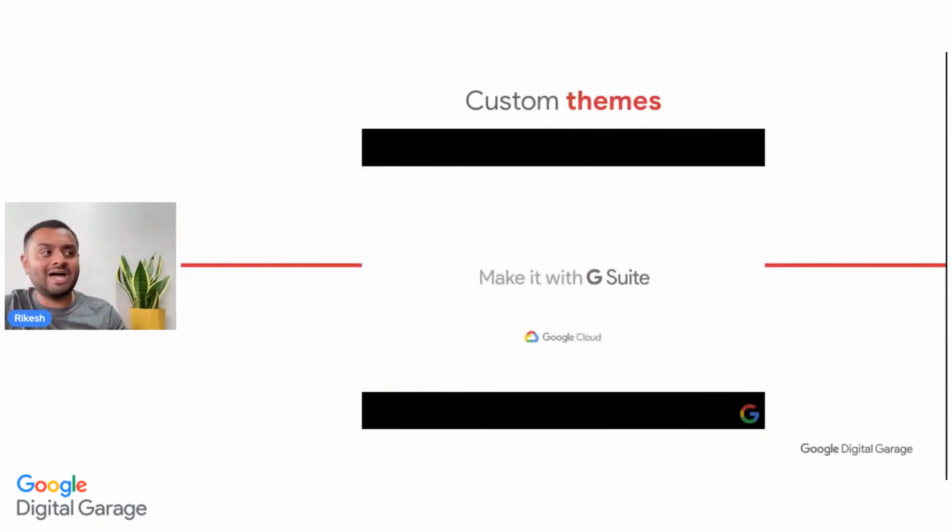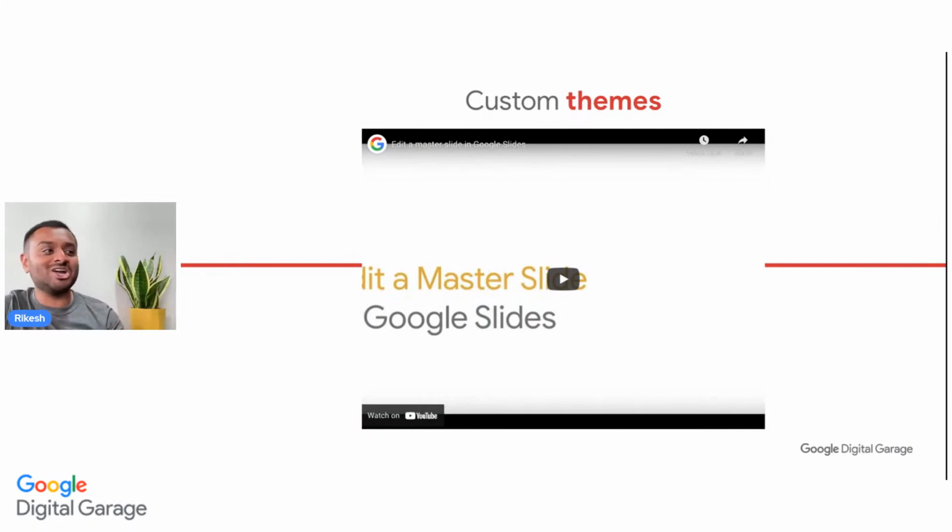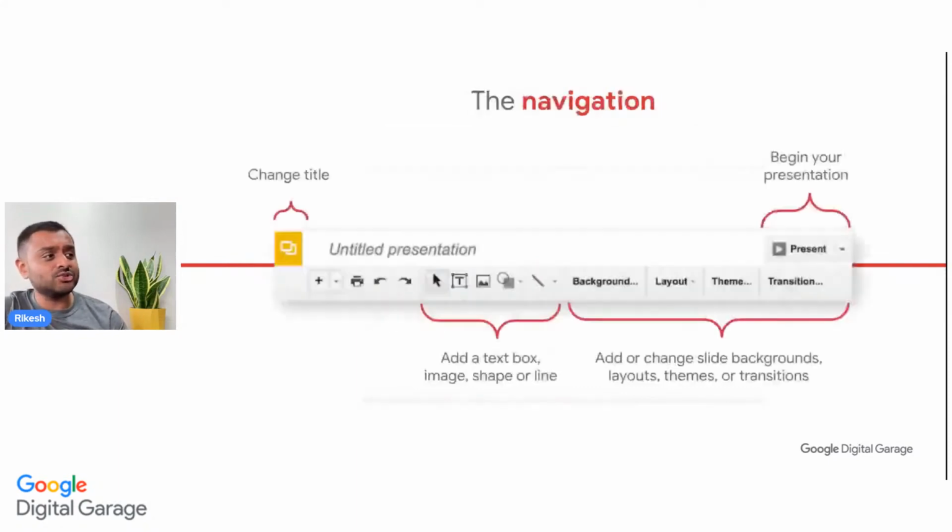Now, there are more hacks. I'm sure you could jump onto YouTube like you can see with this YouTube video, and find more time-saving hacks going forward as well. Now, you've also got the navigation bar. I'm sure many of you would have seen this either with Google Slides or other similar presentation software out there. So you can add things such as text boxes, images, shapes, lines, backgrounds, layouts, themes. Also do transitions as well, so how one slide flicks to another.